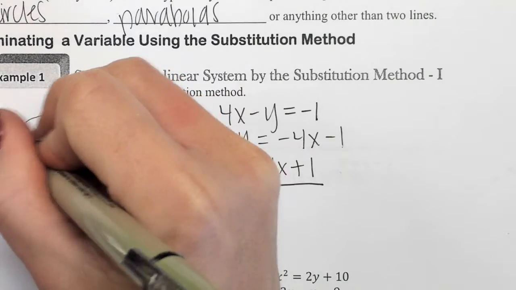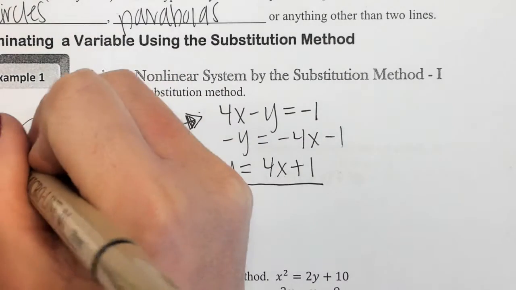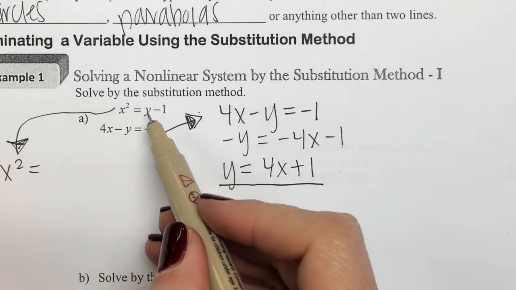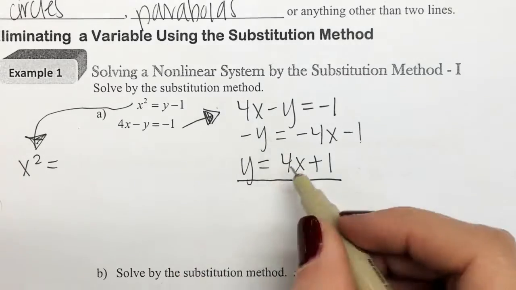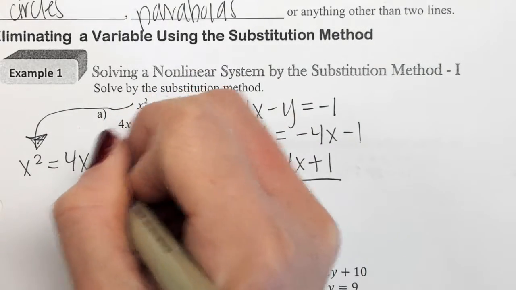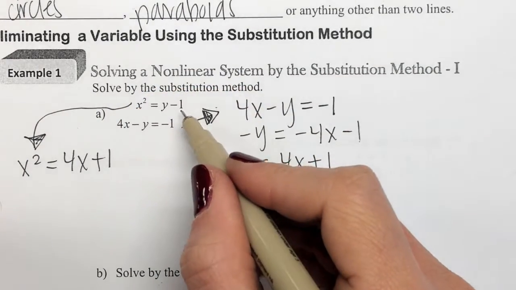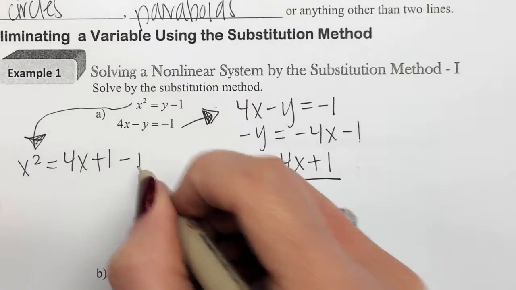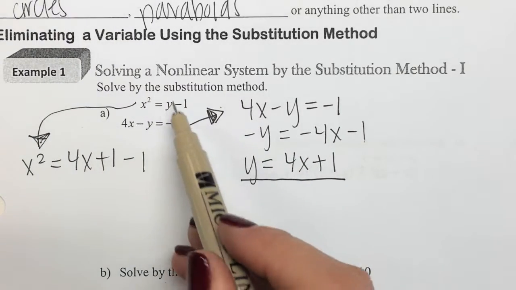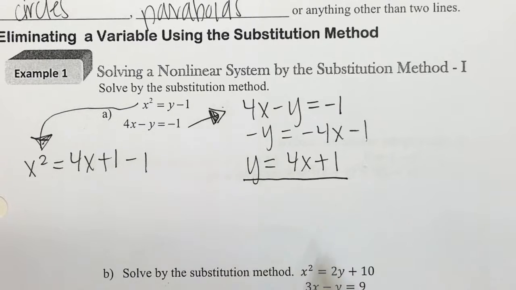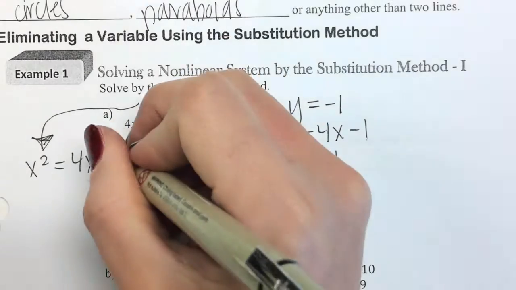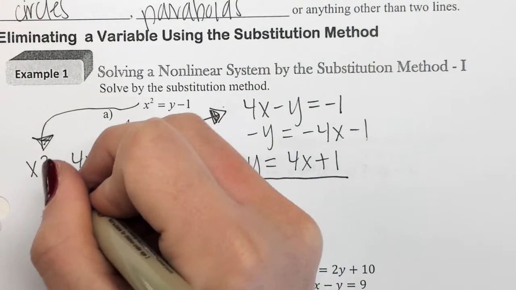So do I change x squared? No. Instead of Y right here, I'm going to put what? 4x plus 1. Yes, 4x plus 1. And then I also have to bring down this what? Yes. So nothing changed. I just replaced this Y with 4x plus 1. Yes, because 1 minus 1 is what? So now we have x squared equals 4x.